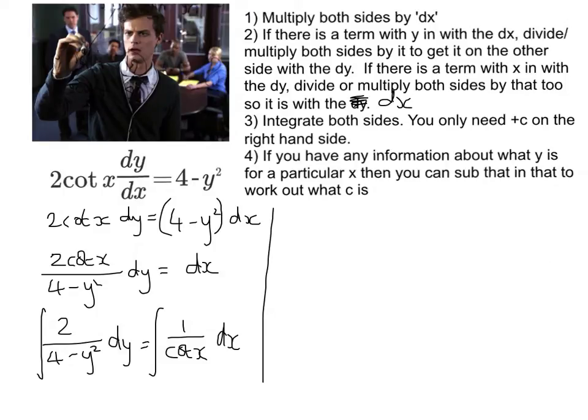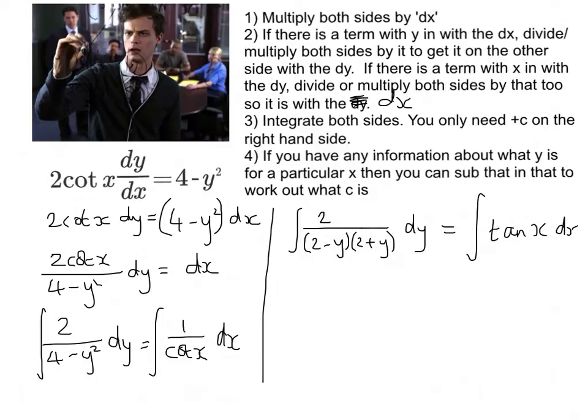Well, on the left-hand side, we've got what looks like a scary fraction, but you should recognise straight away that the bottom factorises. And on the right-hand side, we've got what looks quite scary, but 1 over cot is just tan, so it's tan x dx. Now, they might both still look very scary to you as integrals go, but on this side we can use partial fractions to pull apart those two factors on the bottom, and on this side we can spot the derivative, because this is the integral of sine x over cos x.